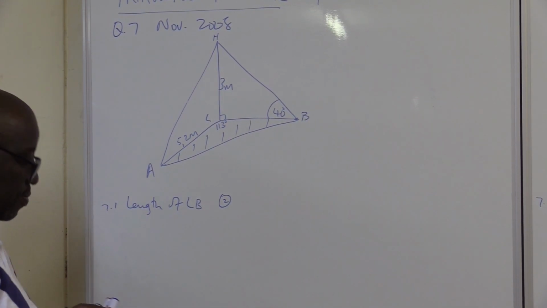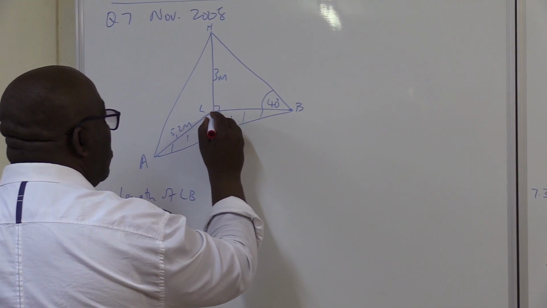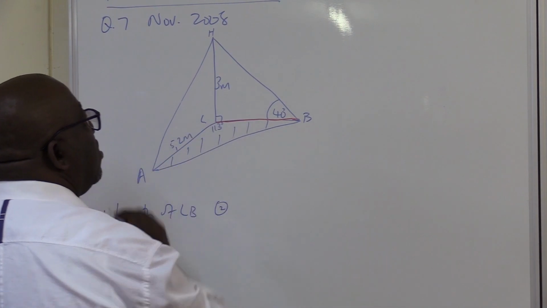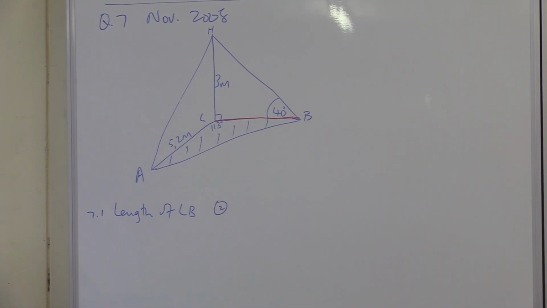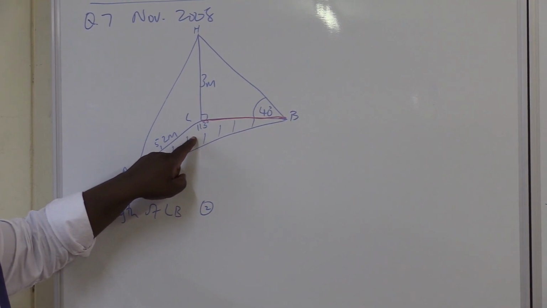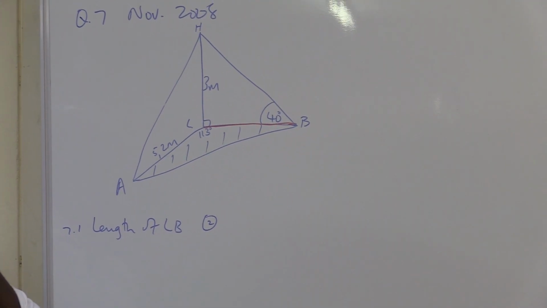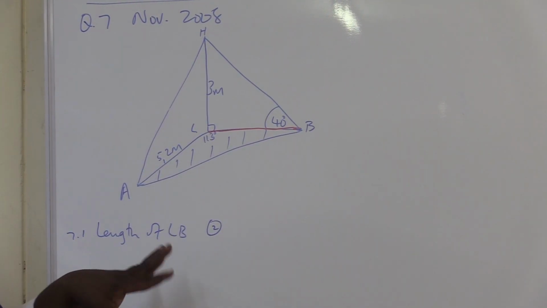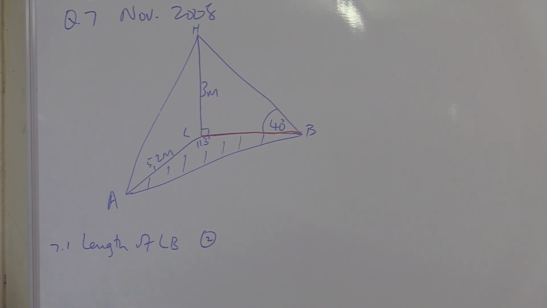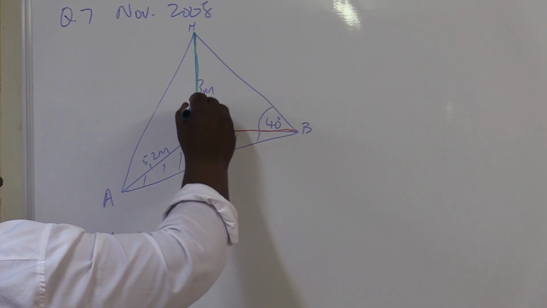Length of LB. Let's look at LB. This is the length, this is the distance that we're looking for. The length of LB, this is what we're looking for, this distance. Right? This distance can either be in this triangle or that triangle. You'll go and find the difficult way in that one. The marks will guide you. If it is 2 marks, you use the right angle triangle. Let's look at the right angle triangle that we have there. This is the right angle triangle that we have.